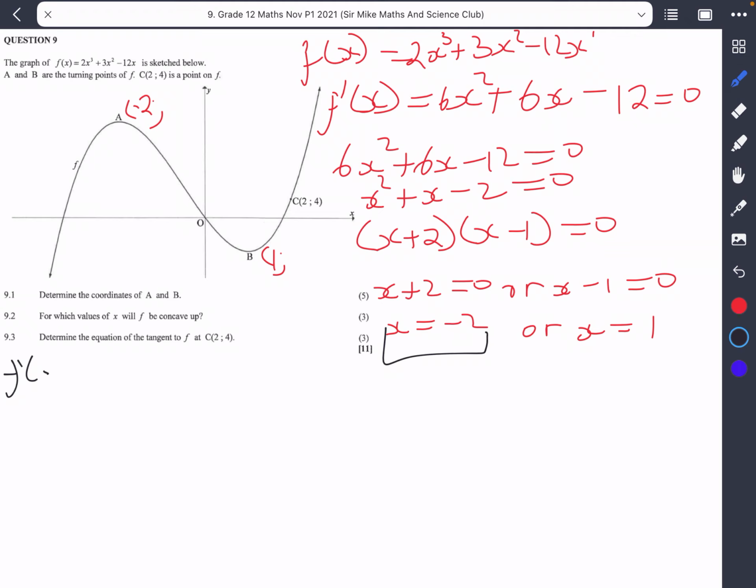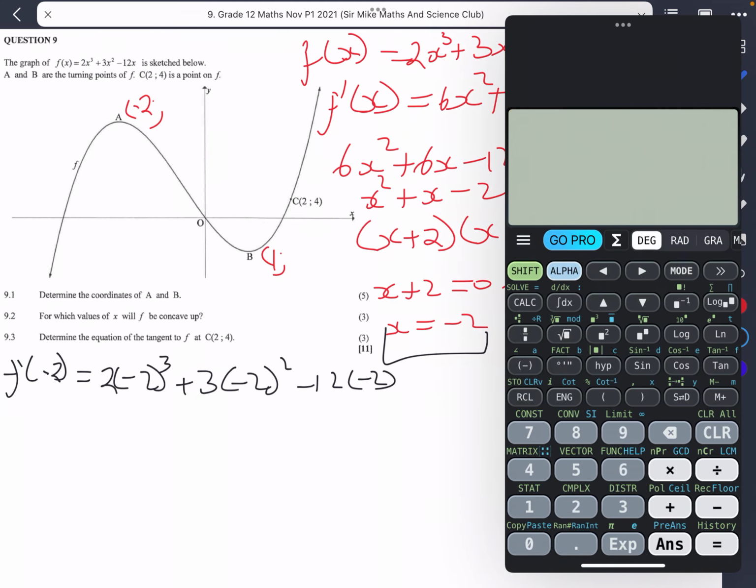I'm gonna first start when x is equal to negative 2. So in this case, where there's x in that equation, I would actually put negative 2. So I have 2 multiplied by negative 2 cubed plus 3 negative 2 squared minus 12 negative 2. So let's just put that in the calculator. Let's see what we get now.